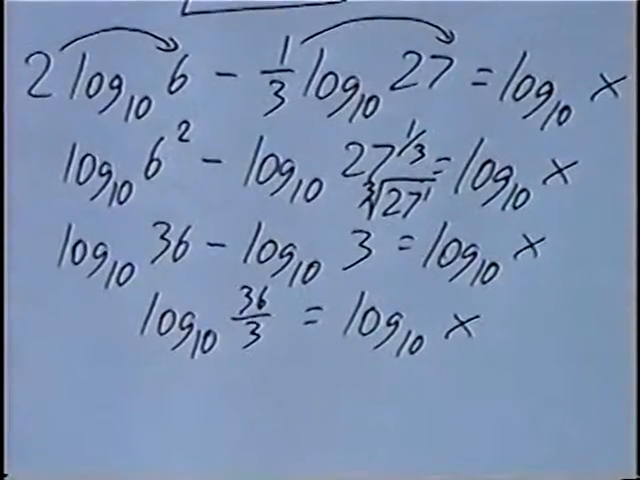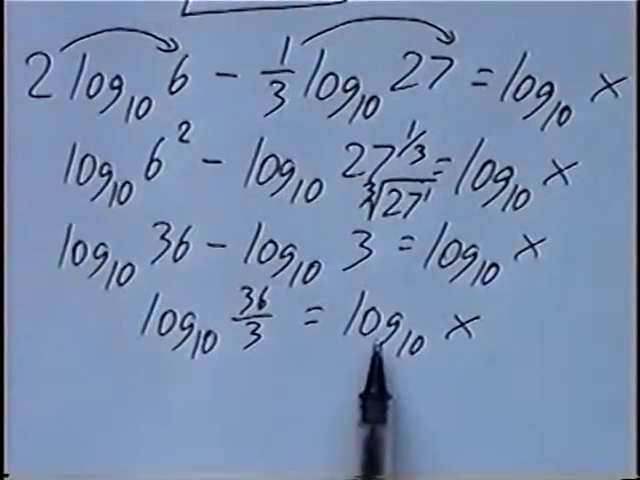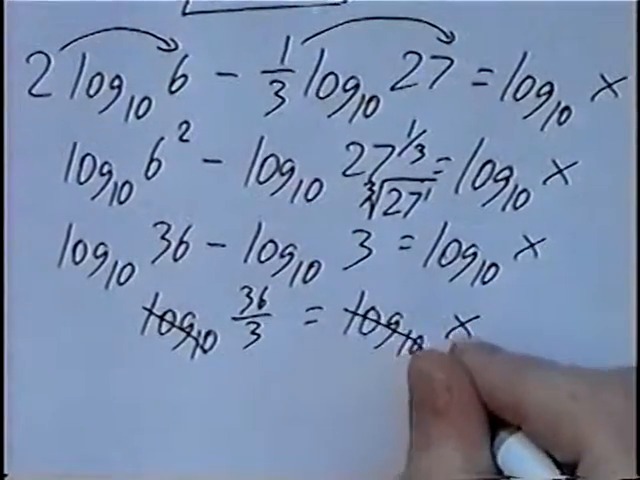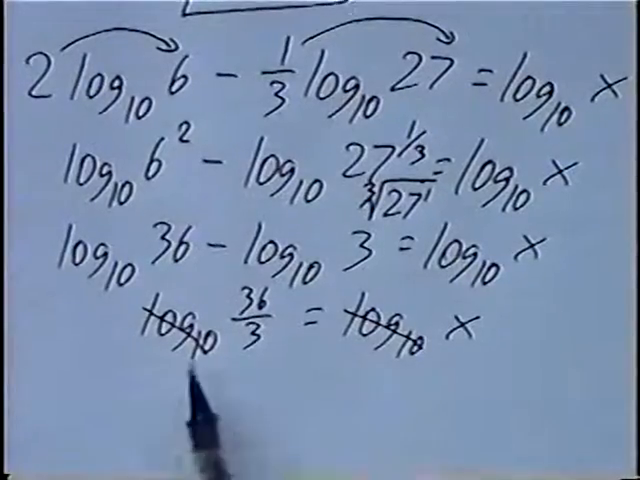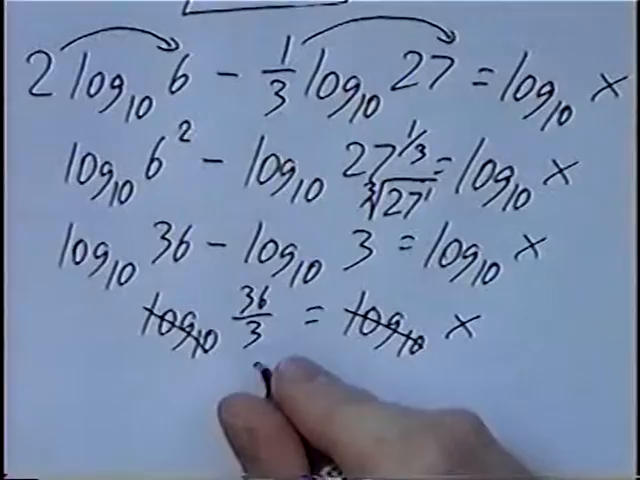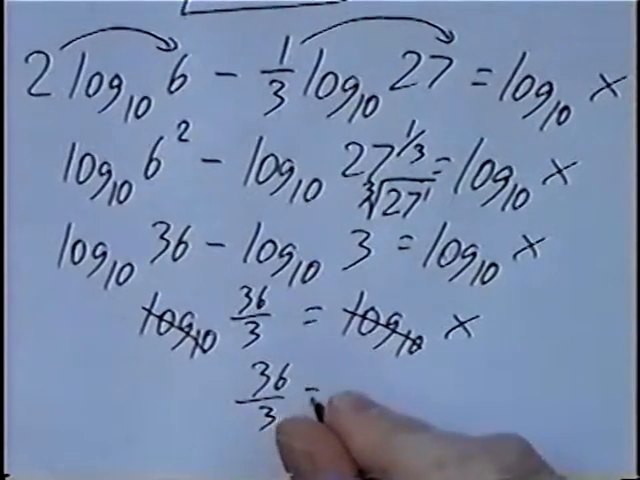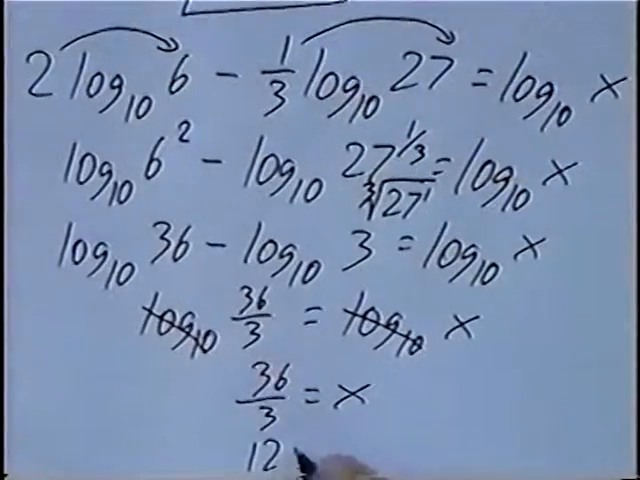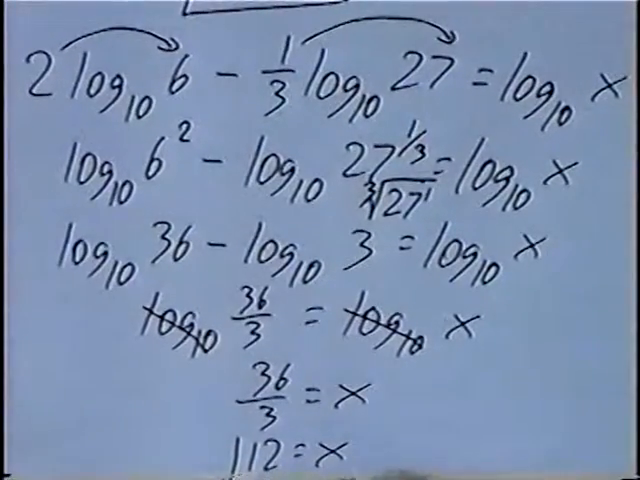After simplifying and combining logs, we're left with a single log on both sides, the same bases. So again, we can cross those off or ignore those since those are equal, and the numbers or terms inside should be equal also. 36 divided by 3 would equal x, or simplifying, we'll have 12 equals x, or x equals 12.